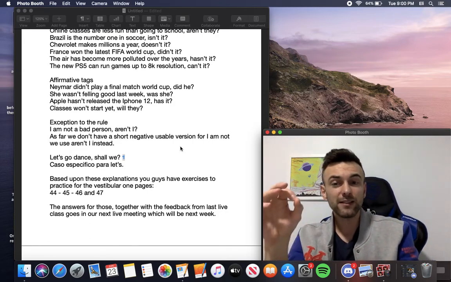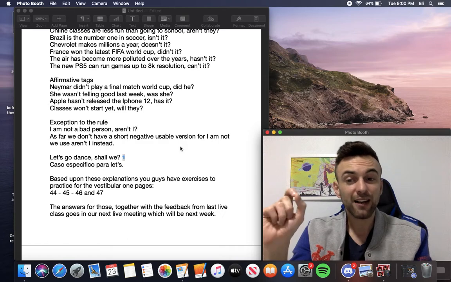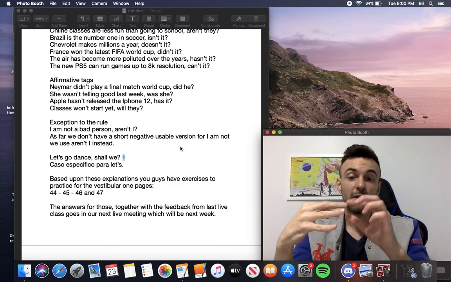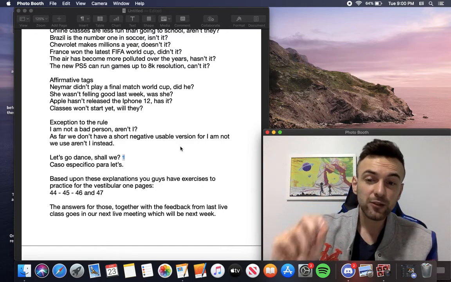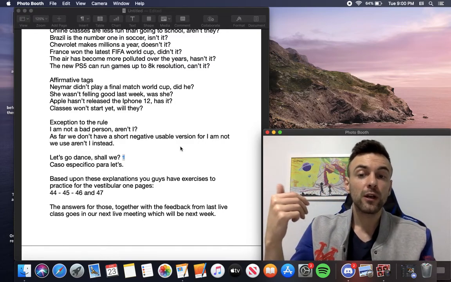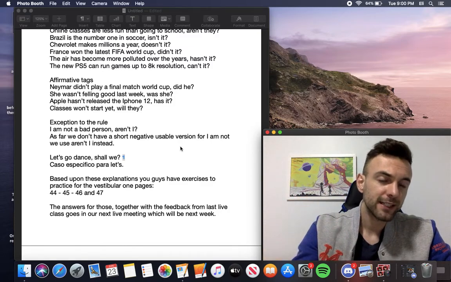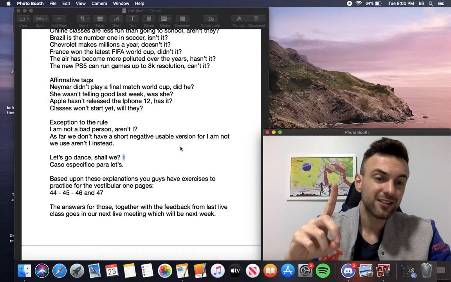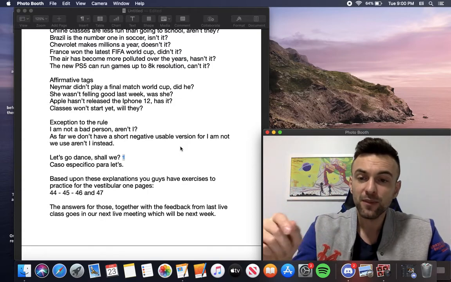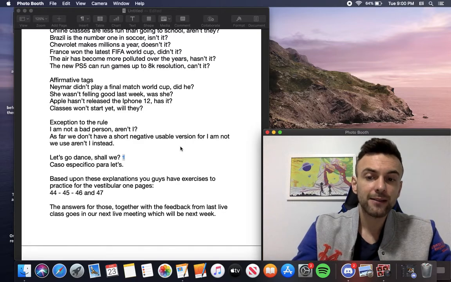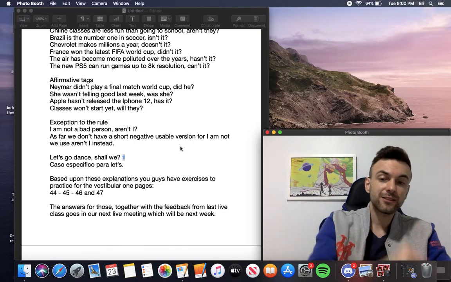Well, guys, based upon these explanations, you guys have exercises to practice for the vestibular on pages 44, 45, 46, and 47. And the answers for those, together with the feedback from last lesson, which I didn't portray here, so you guys have one more week to do the exercises from last week if you didn't. So I'm gonna show everything live in our next live meeting, which is gonna be next week.